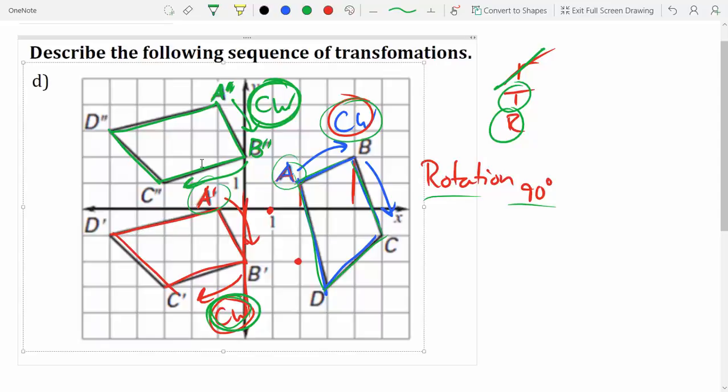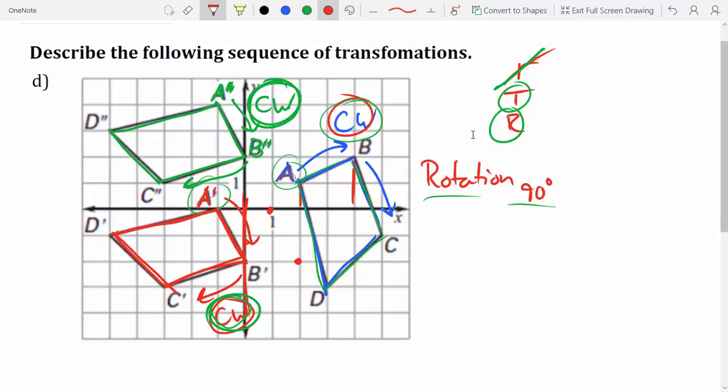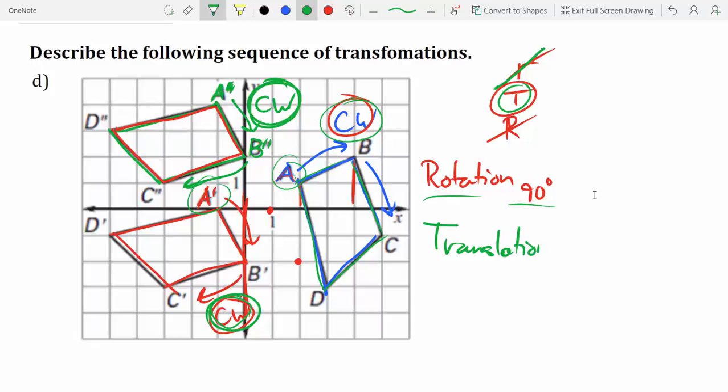I can literally pick up my object. I guess I drew it too slow. Let me redraw this. I can literally pick up my object and just slide it on up. So if I can slide it, there's no spinning involved. It's not a rotation. It's simply the last thing is a translation. And it's just a matter of, well, what's the shift? What is the move in X and what is the move in Y?